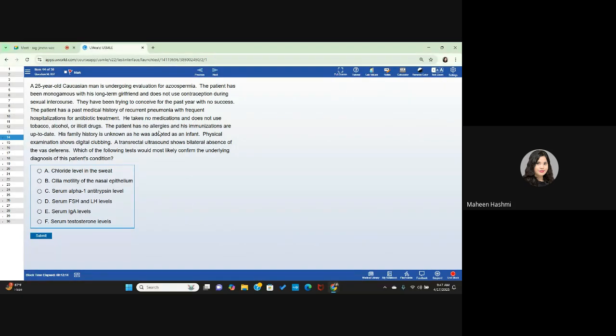Another question: physical examination shows digital clubbing, and transrectal ultrasound shows bilateral absence of the vas deferens. Where do you see this? Cystic fibrosis. Very good.